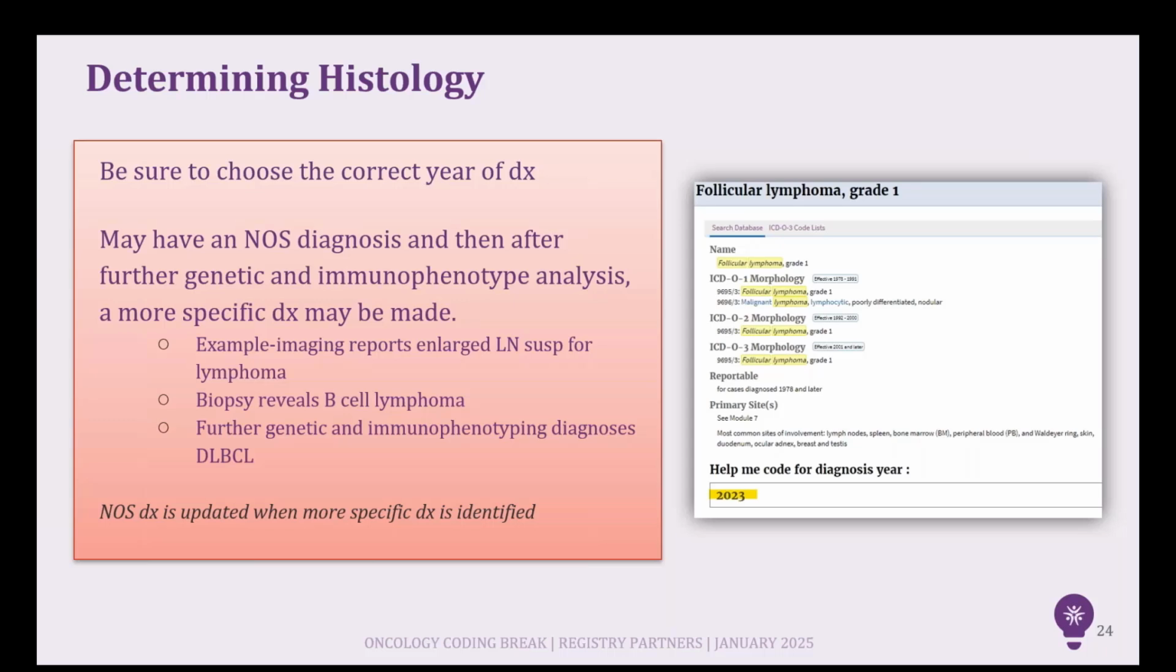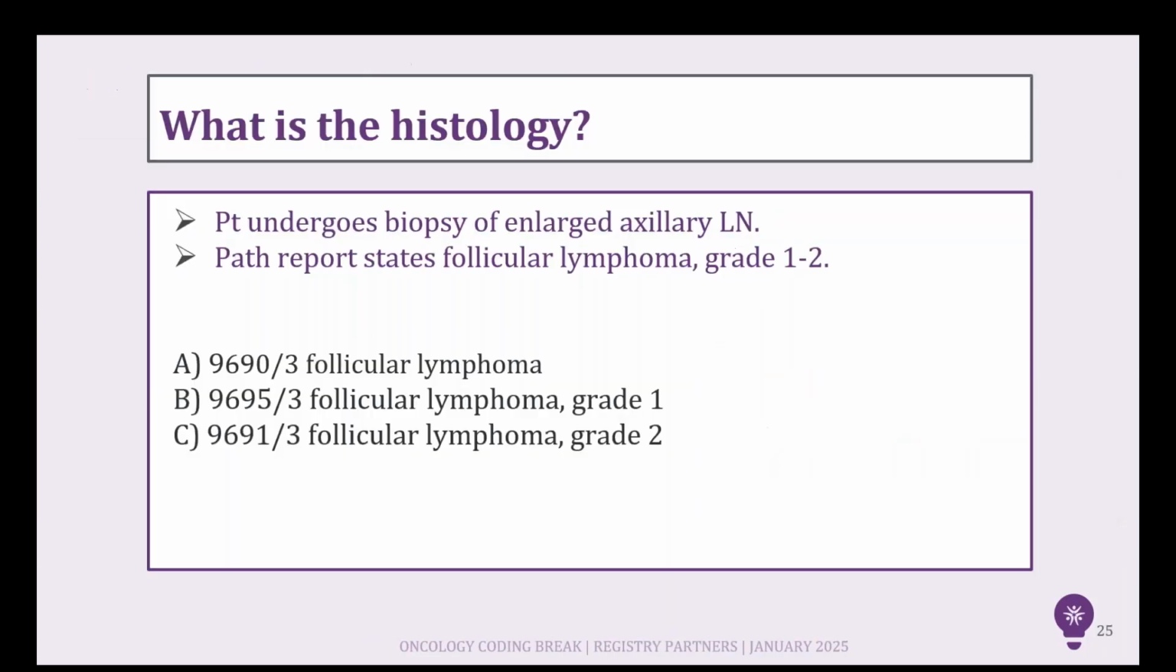Let's look at an example of how we're going to code histology. We have a patient that underwent a biopsy of an enlarged axillary lymph node, and the path report states that the results were follicular lymphoma grade 1 to 2. So how would you code this histology?